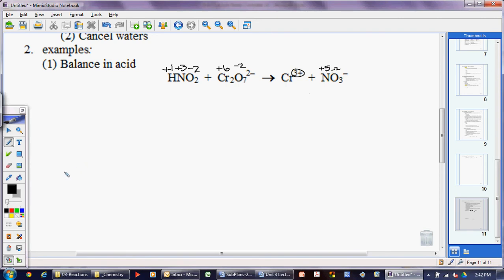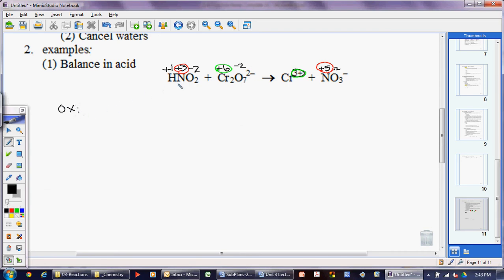When we look at this, we have nitrogen going from a plus 3 to a plus 5. That is a loss of 2 electrons. We also have chromium going from a plus 6 to a plus 3. That is a gain of electrons. So our first step is to identify which one is the oxidation component. So let's look at oxidation. Which one's being oxidized?